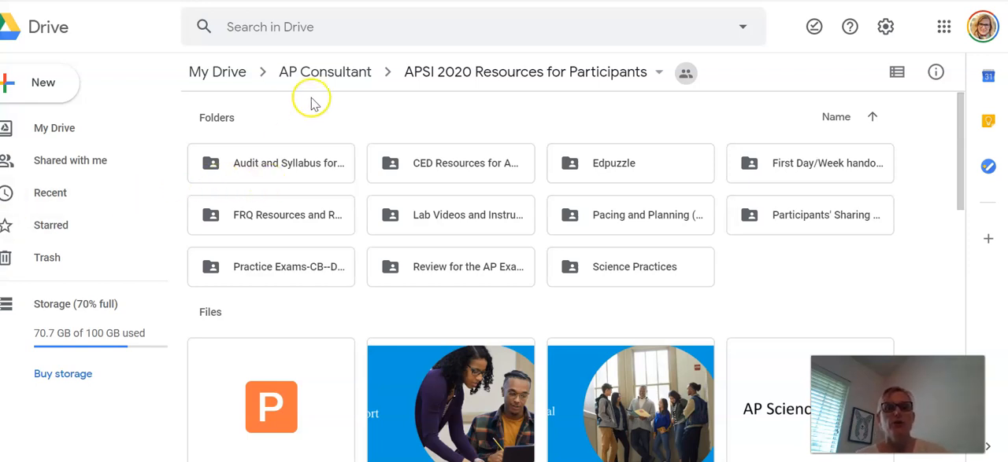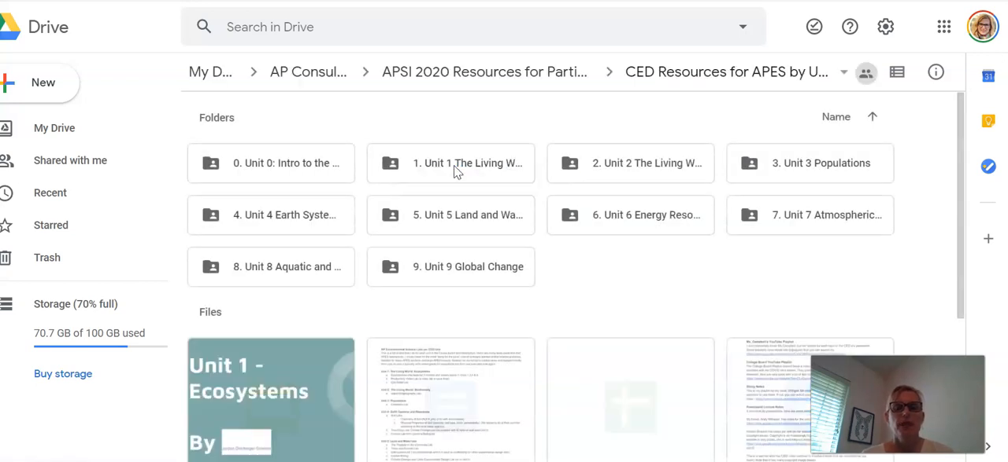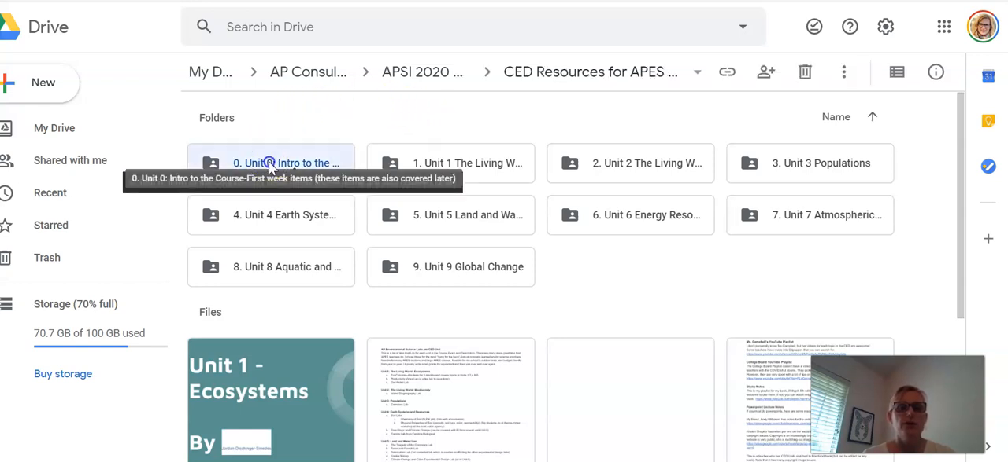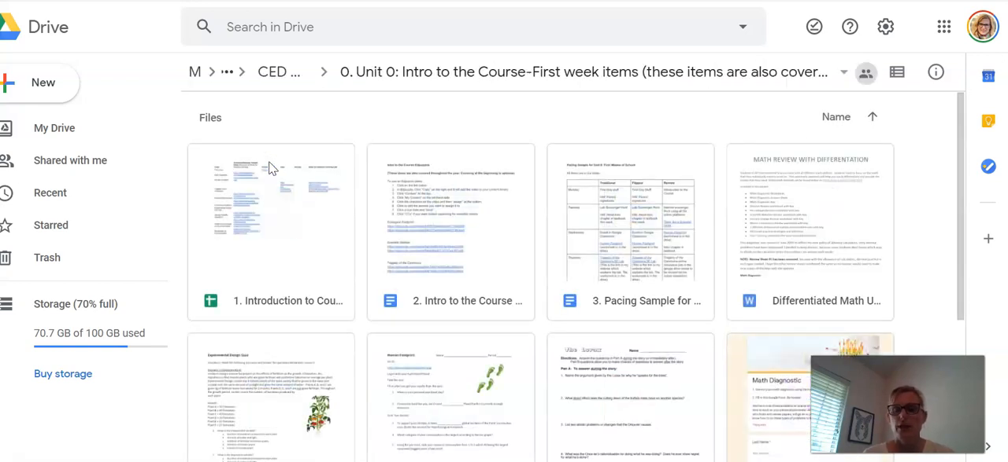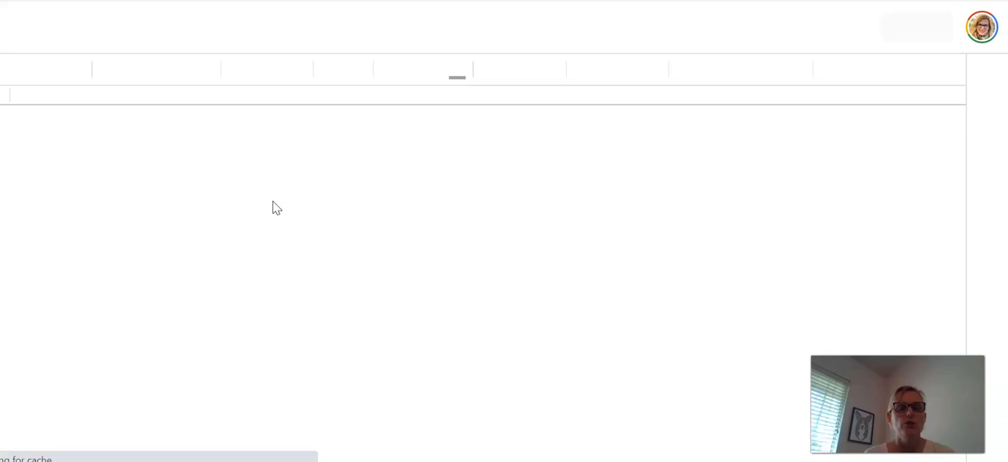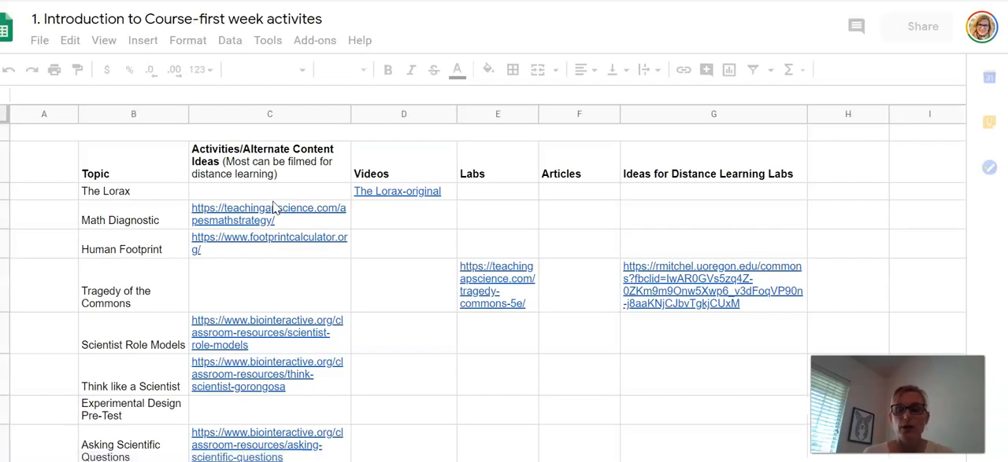So let's go ahead to our folder for APSI 2020 resources for participants, and let's click the CED resources by unit. So we have our 9 units from the CED, and we also have a Unit 0. Unit 0 is optional. Some APES teachers like to go over a few of the things that can be covered later in the year. They like to do them first. And so I have an example of things that you could do first if you wanted to. You don't have to. So let's take a look at the Lorax.